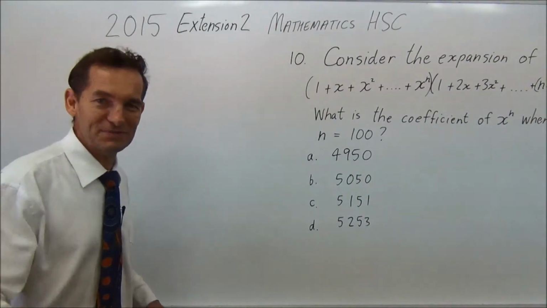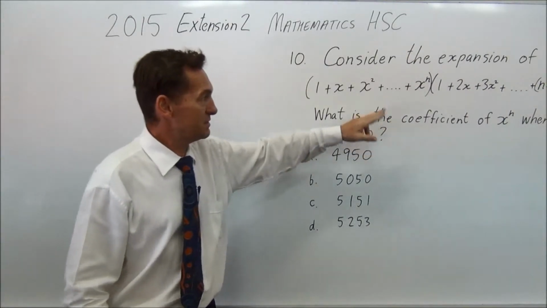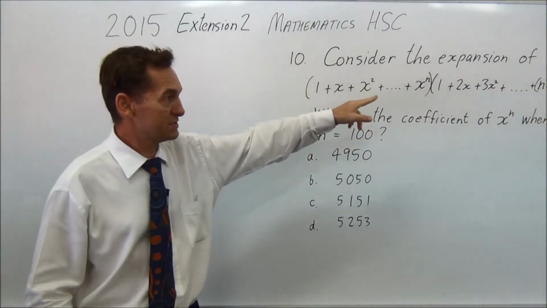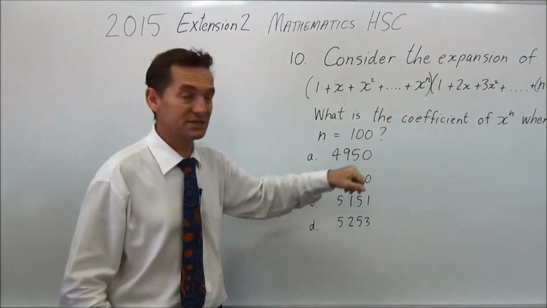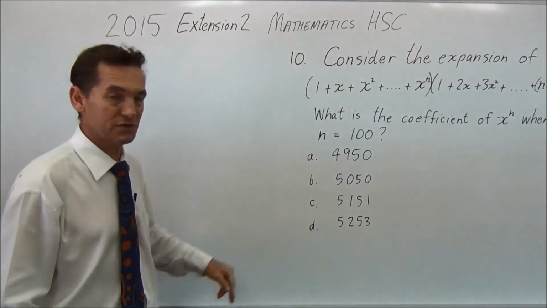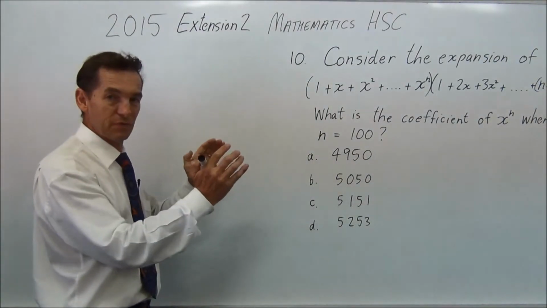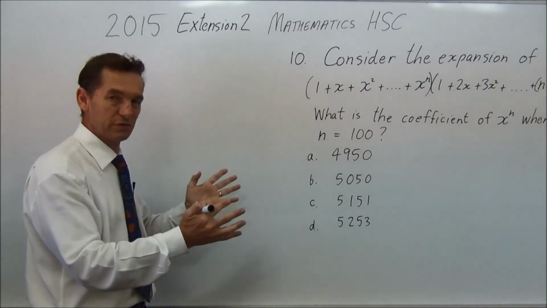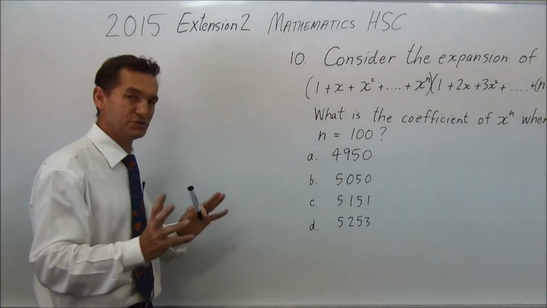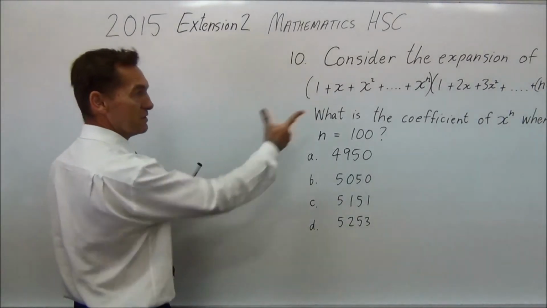G'day again. Question 10. Consider the expansion of (1 + x + ... + x^n) multiplied by (1 + 2x + ... + (n+1)x^n). What is the coefficient of x^n when n equals 100? To do this question, I would just break it down, start off with 1, do 2, do 3, look for a pattern and try to figure it out, and it should become obvious, because you should have done something like this before. So let's do that.